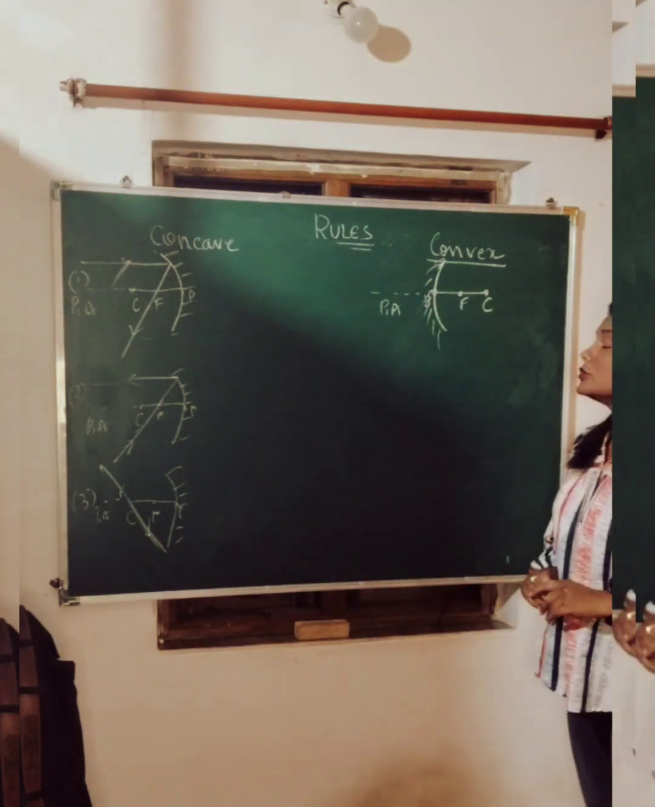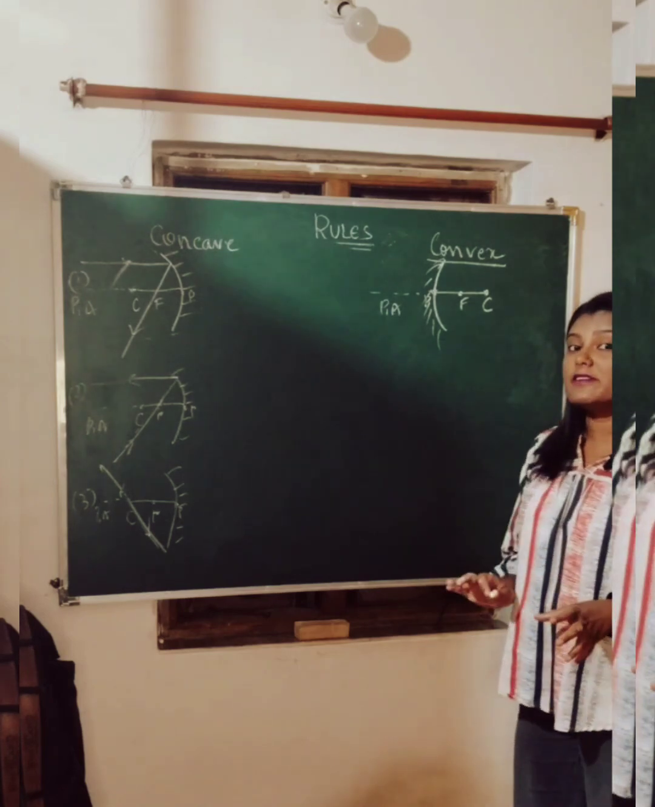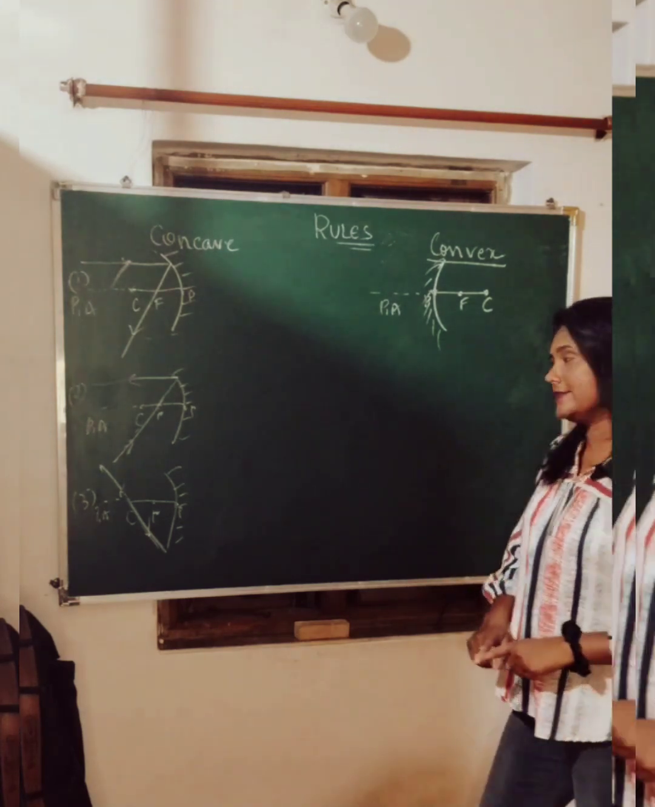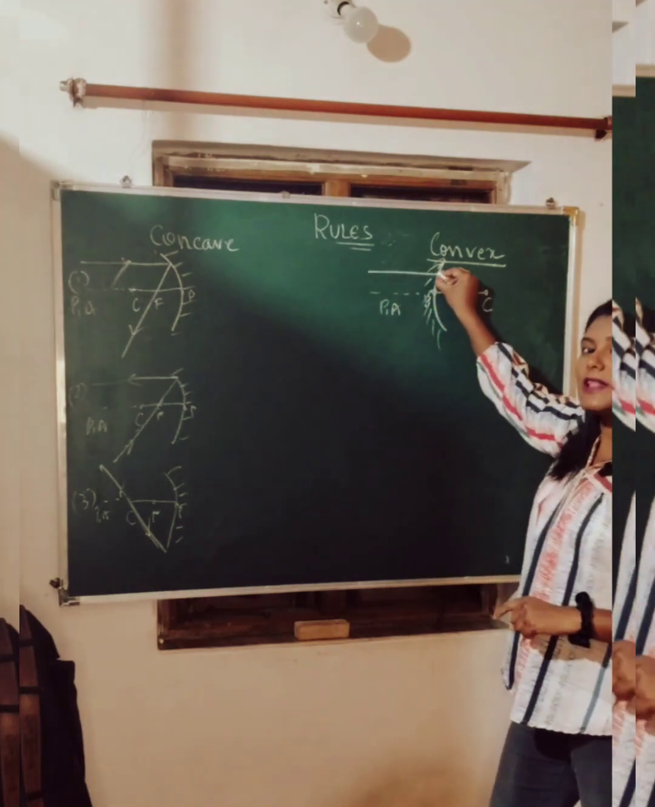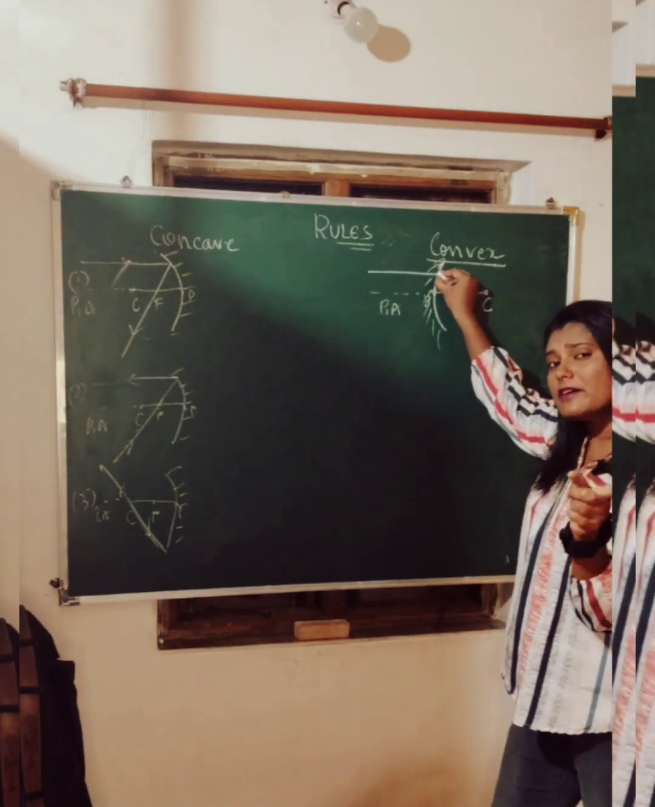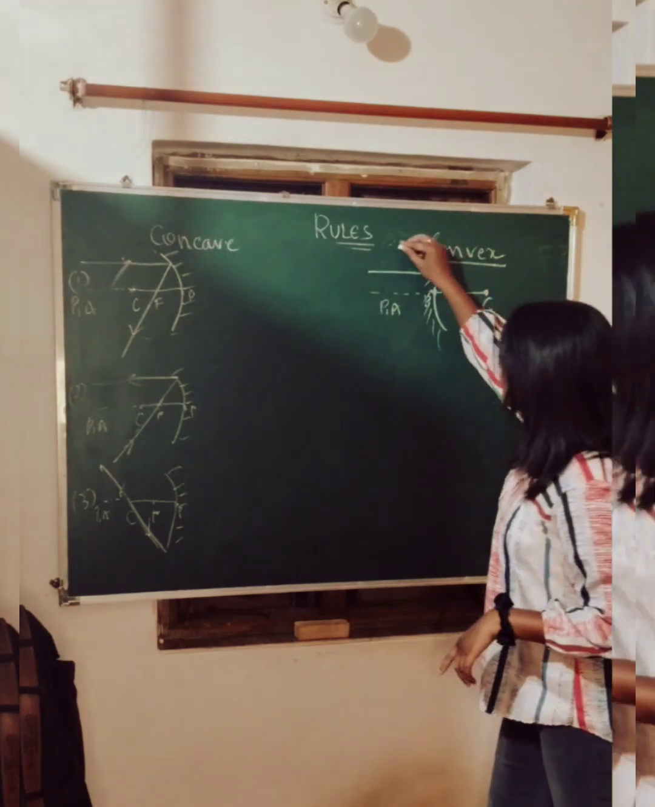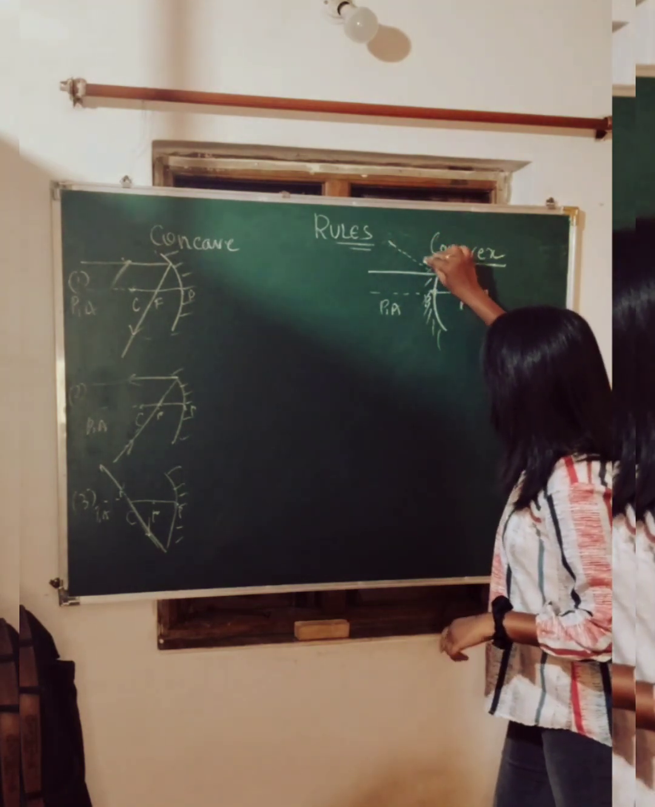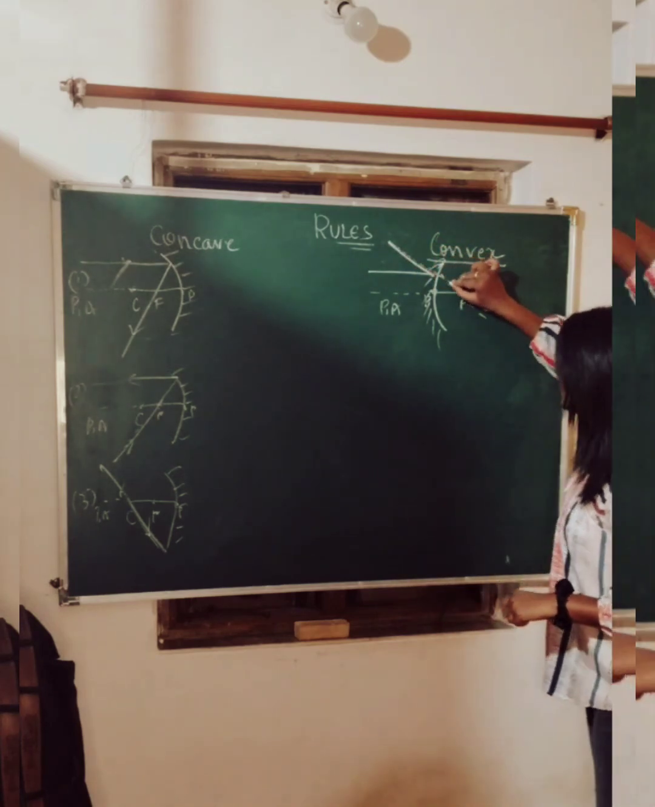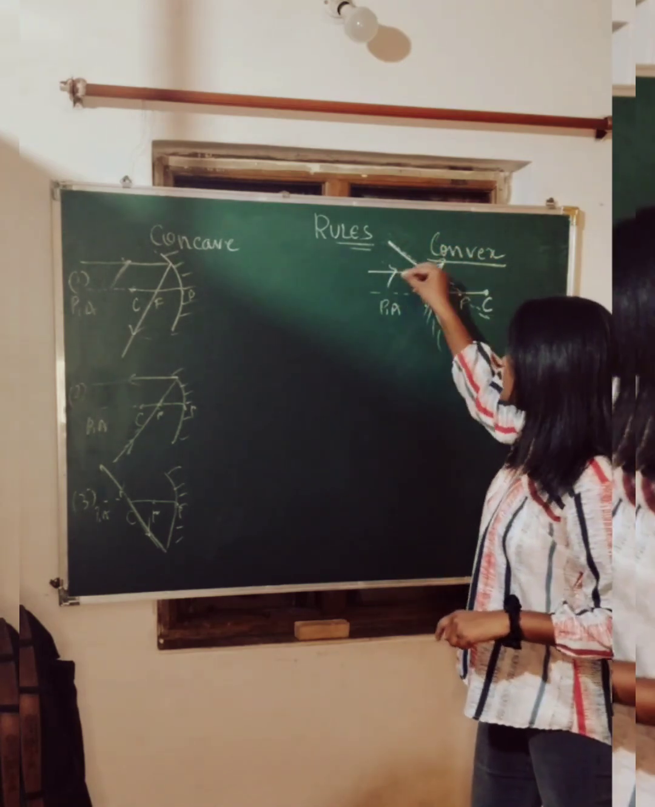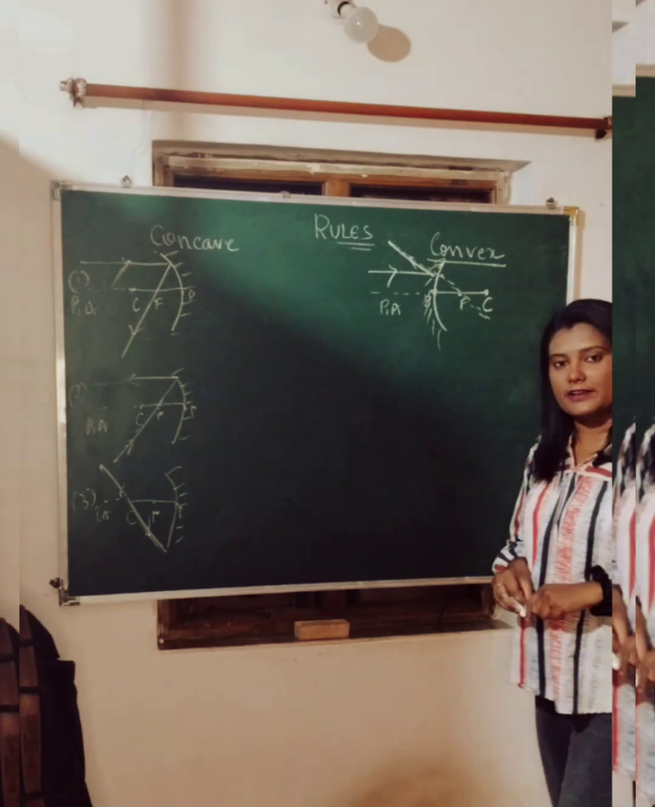Similarly, let us move on to the convex mirror. Convex mirrors are always diverging. Let me consider the first rule. If an incident ray is parallel to the principal axis, then the reflected ray appears to pass through the focus. That means it appears to pass through the focus. So here it is passing. Clear? So this is your incident ray and this is going to be your reflected ray.